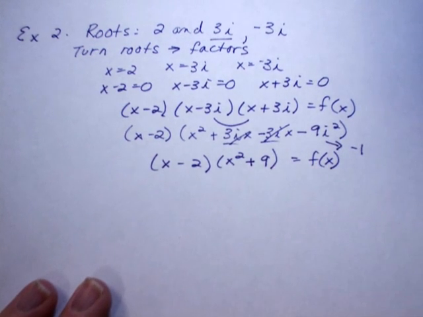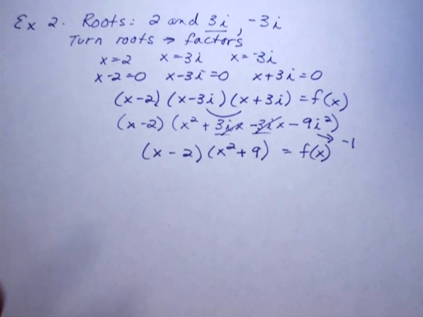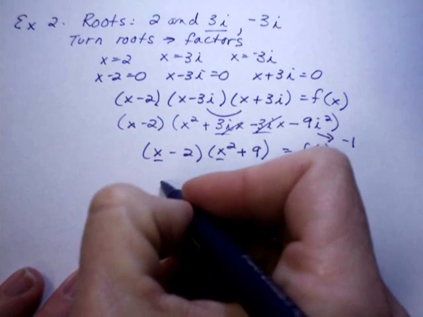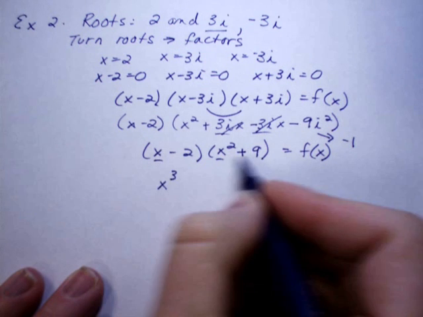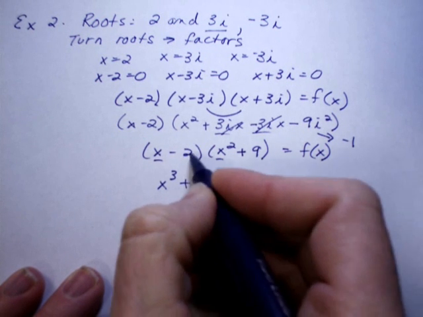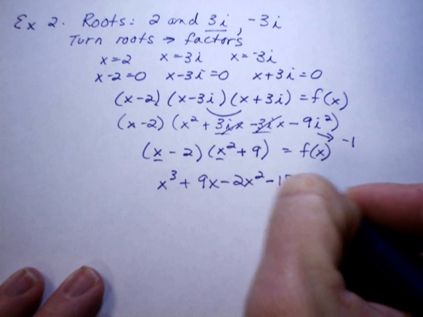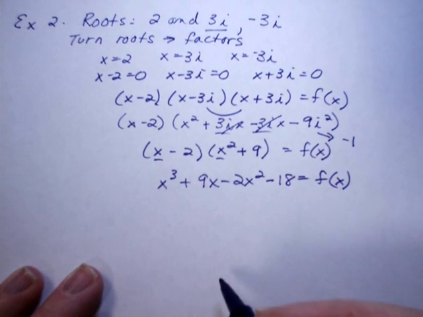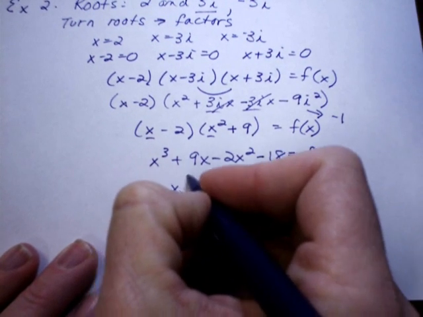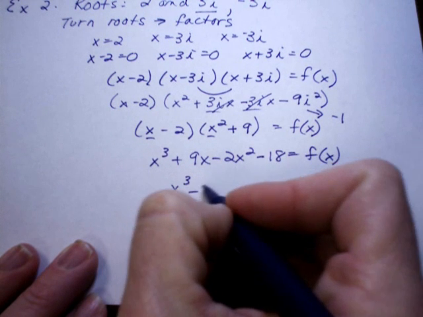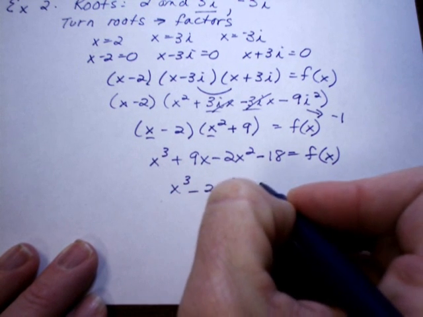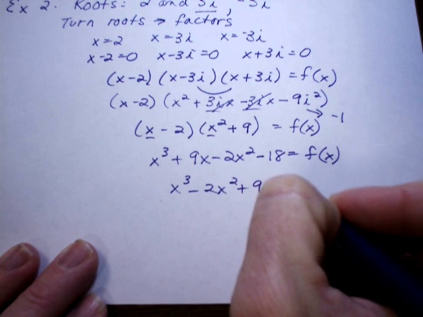Now I'm ready to FOIL again. All right. So first two terms, that gives us our x cubed. Our outside terms is plus 9x. Inside terms and last terms. Once we simplify, we will have our polynomial. And in this case, I don't have any like terms, so I'm just going to reorder this in descending degree.